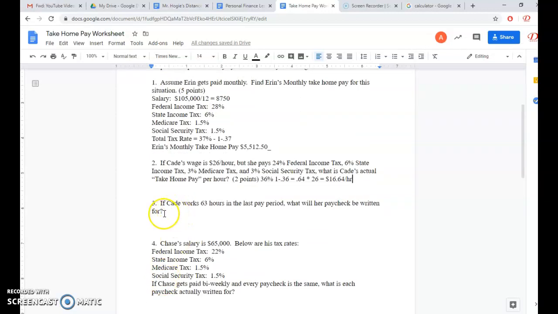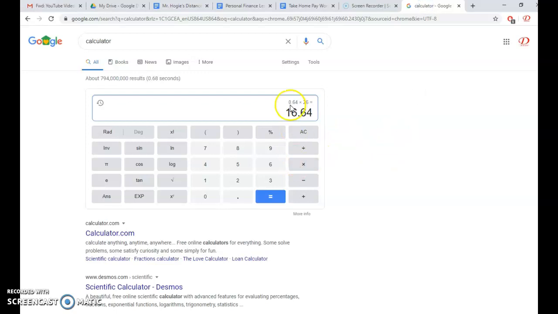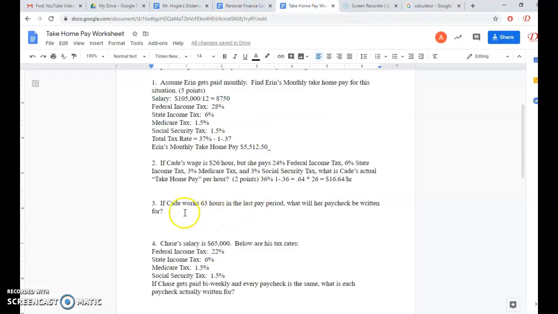Then all that we need to do to figure out the paycheck, all right, it says Kate worked 63 hours in the last pay period. What will her paycheck be written for? So all we need to do then is take 63 and multiply it by the hourly rate. That gives $1,048.32, and you'd put that right here. If you have questions on this, please ask them.